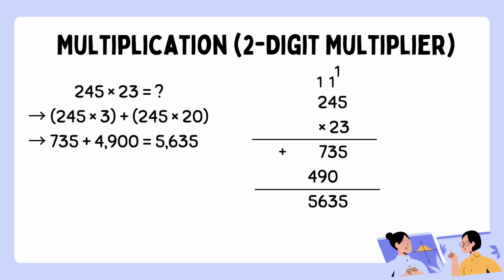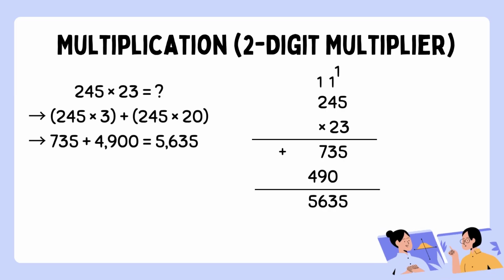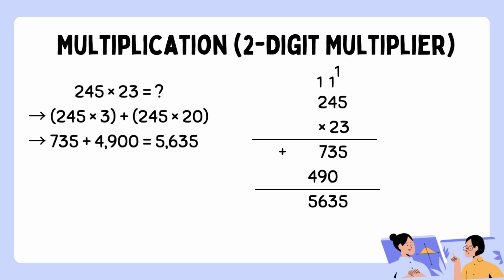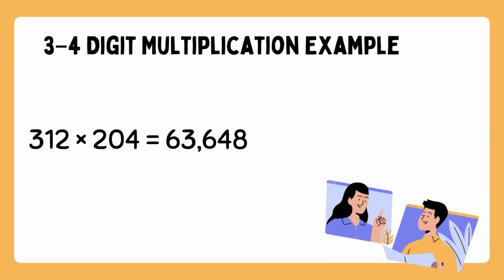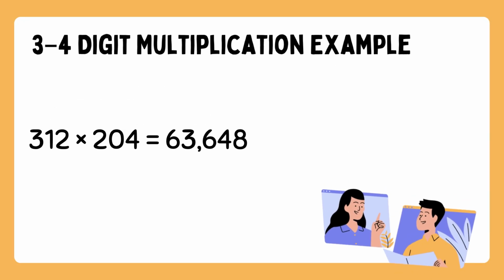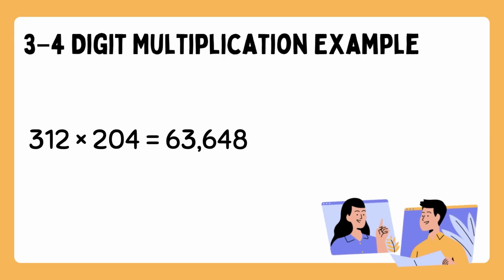Finally, add the two partial products. You will get 5635 as the answer. Try this example and make sure you get the correct answer, which is 63648.